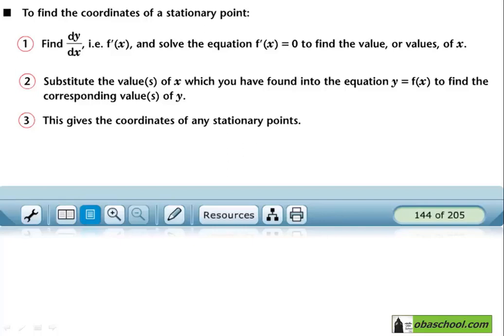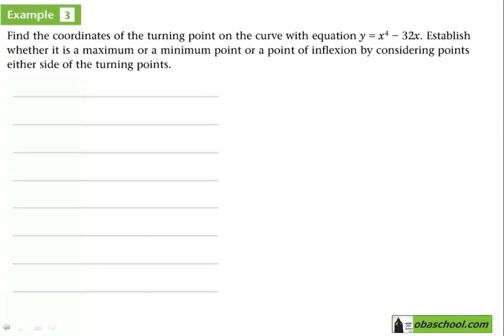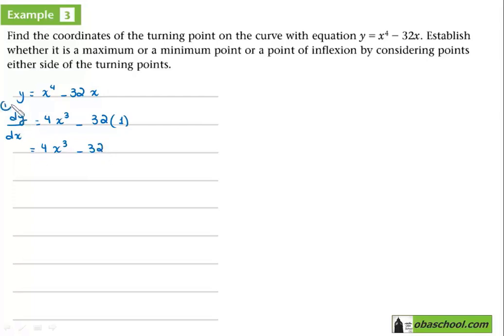Let's start. Here we have the function f of x. Sometimes it is called y and not f of x. So y equals x to the power 4 minus 32x. dy over dx equals 4x cubed minus 32 multiplied by the differentiation of x, which is 1. That means 4x cubed minus 32. This is the first step. Okay, now we will continue step 1.